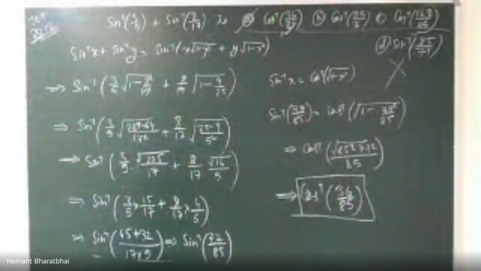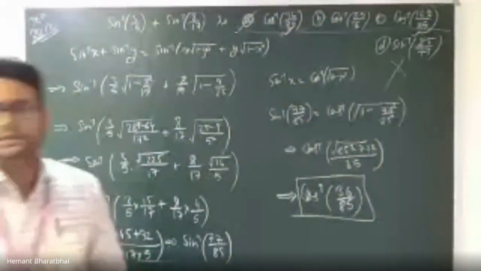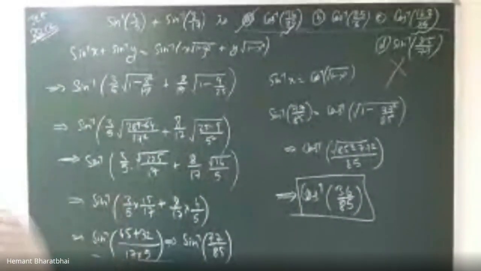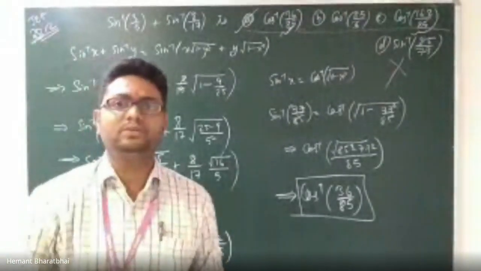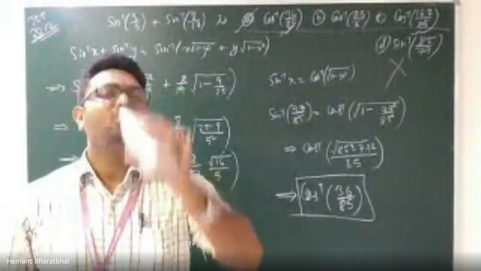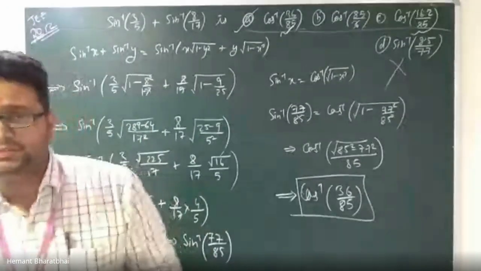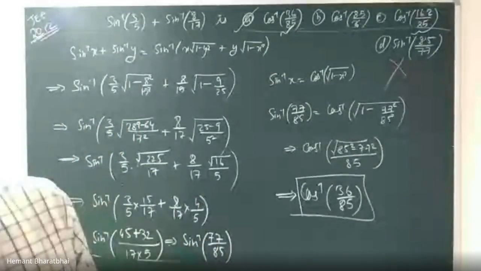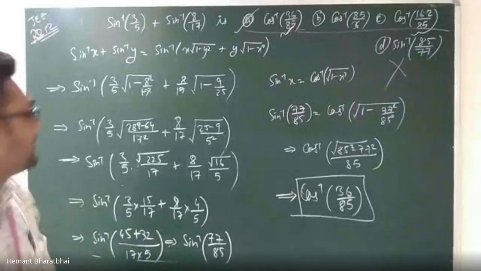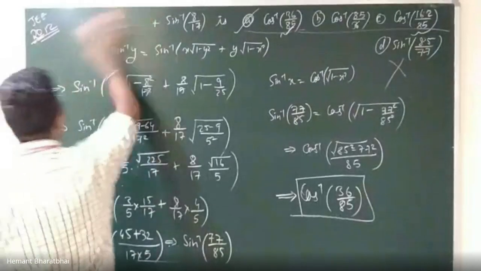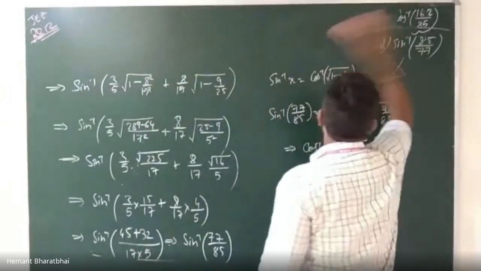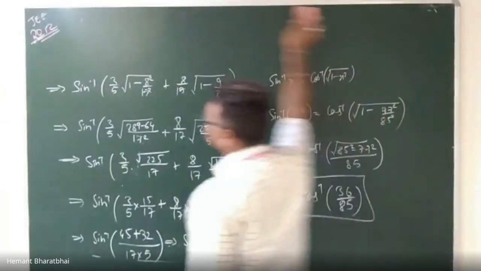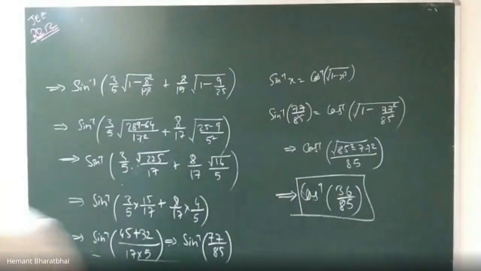So after simplifying, always see what the options are. Options will always tell you how much simplification you have to do. We have seen many numericals today in which the options decided the amount of simplification we have to do. So next question.